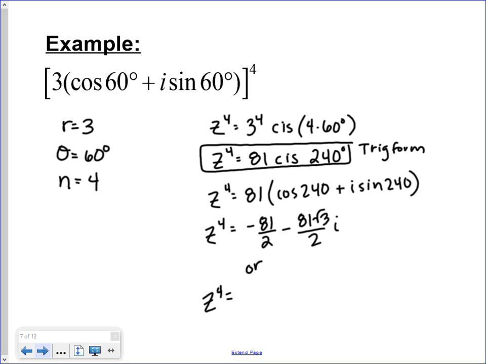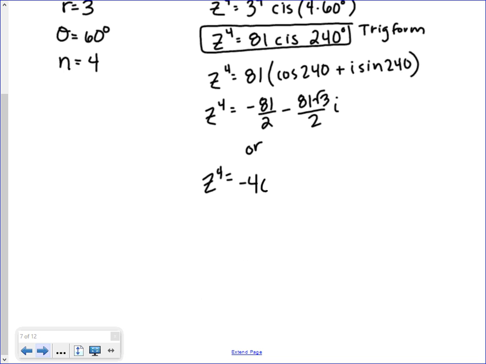Did anybody plug those cosine 240 and sine 240 into their calculator and get decimals? Yeah, can you tell me what the first one is? Negative. And then what'd you get for the next one?